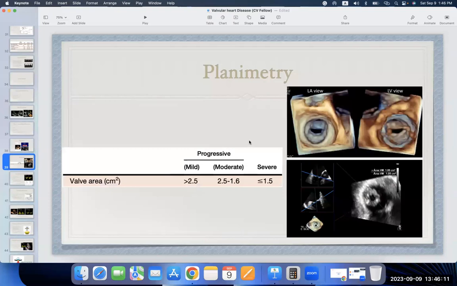And this is how we do the 3D. 3D, we usually do it with the TEE. You can do it with the transthoracic, but we usually do it with the TEE. TEE will give you very good images like the one that you see here. But it's very important to know.